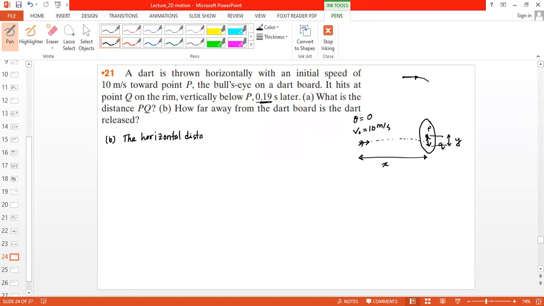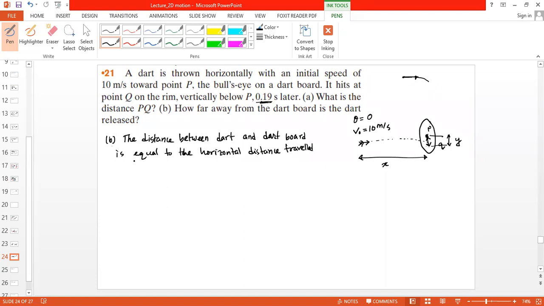So the horizontal distance between the dart and the board is equal to the horizontal distance traveled in t equal to 0.19 second.